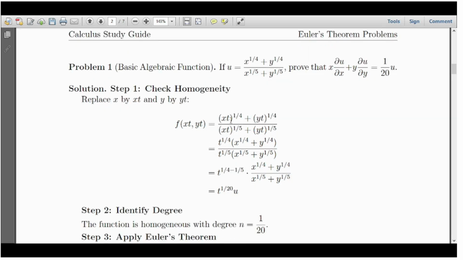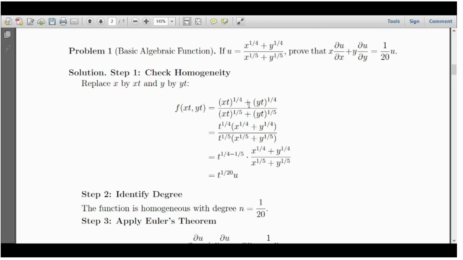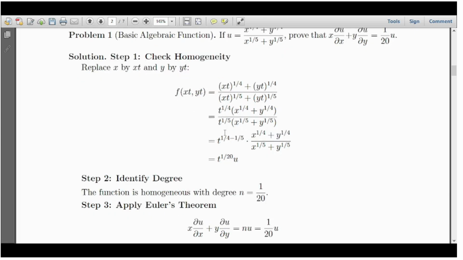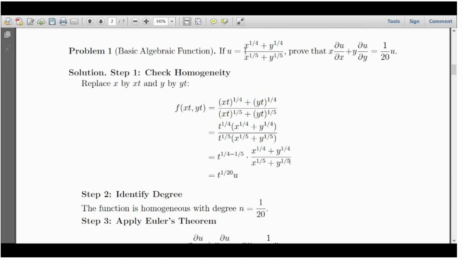So then what will you get? (xt)^(1/4) plus (yt)^(1/4) divided by (xt)^(1/5) plus (yt)^(1/5). For the numerator, take t^(1/4) common, and for the denominator, take t^(1/5) common. The denominator t^(1/5) goes to the numerator part, so this becomes t^(1/4 minus 1/5) into (x^(1/4) plus y^(1/4)) by (x^(1/5) plus y^(1/5)). So this is u, f of x, y.